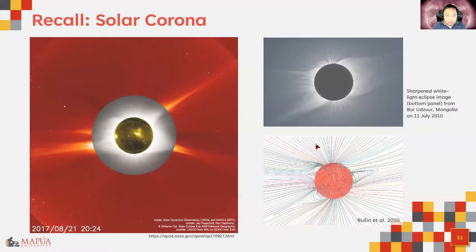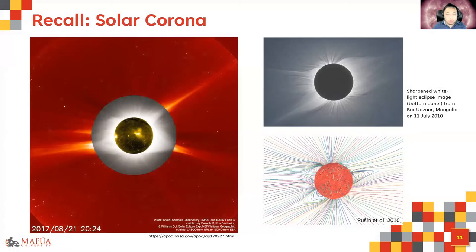So, as I mentioned earlier, I will look into the solar wind today. Okay, so a brief recall of the solar corona. The solar corona can be observed in several ways. You can observe it during solar eclipses. You can observe it in the extreme UV or even X-ray view of the sun. And we can also use coronagraphs to observe the solar corona.